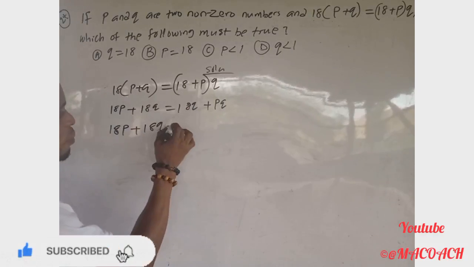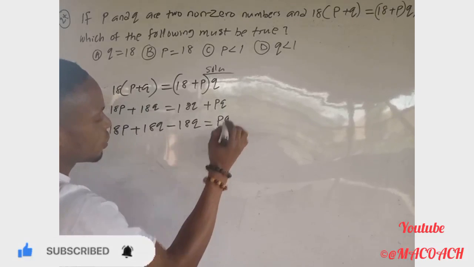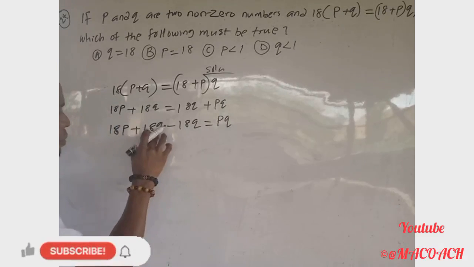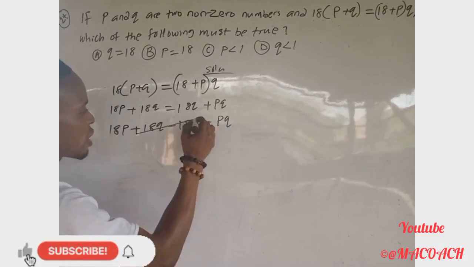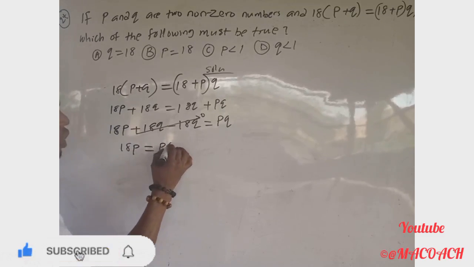Take this onto the side, that is minus 18Q, equal to we have 8PQ. So 18Q minus 18Q gives 0. So what is left is 18P equal to 8PQ.